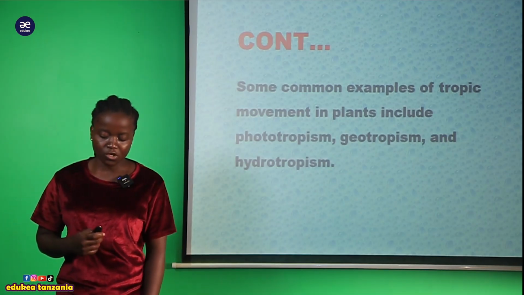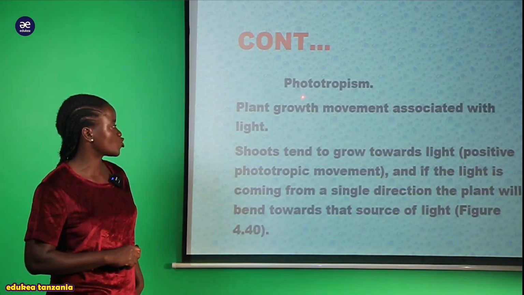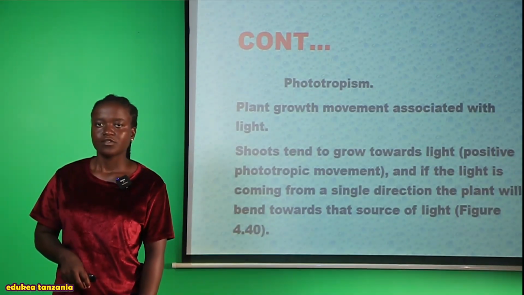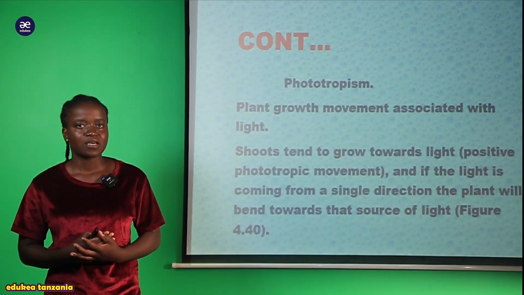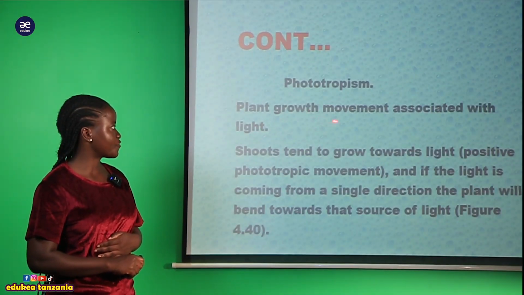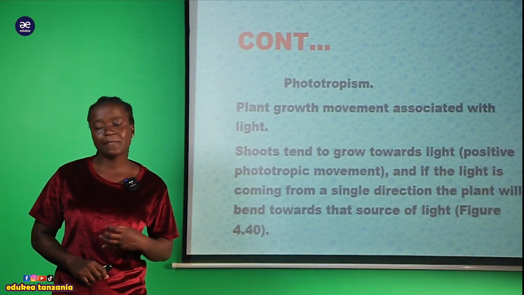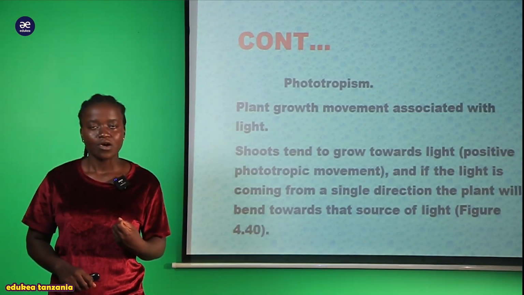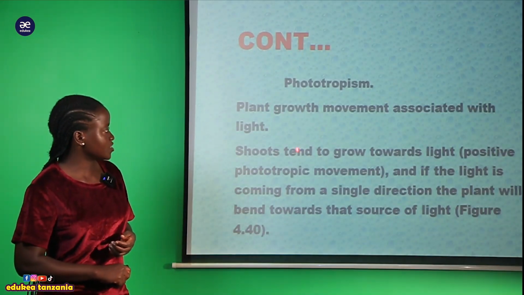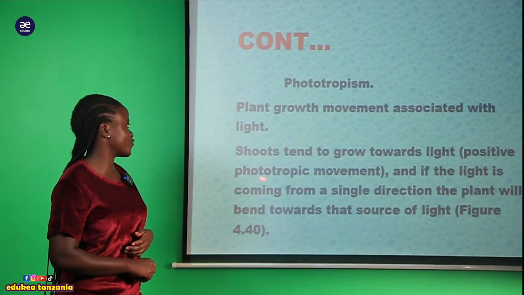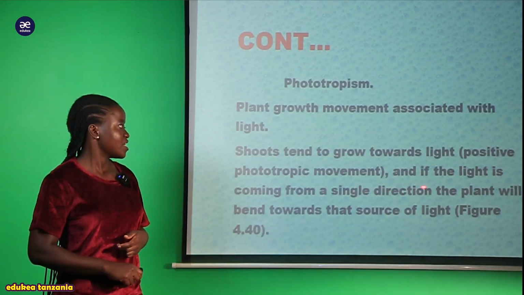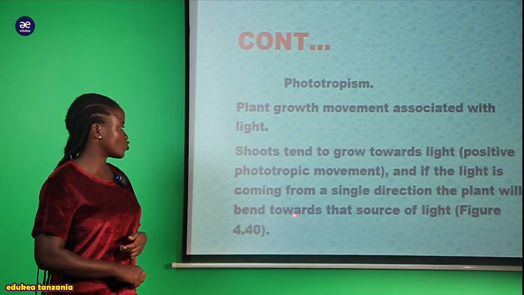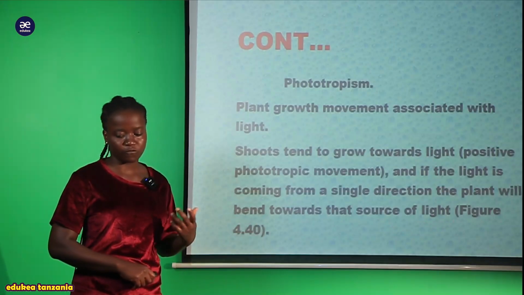So now let's start looking at the first kind of tropism, which is called phototropism. So we have to know what this phototropism is. Phototropisms are plant growth movements associated with light. So the movement of a plant is associated with light. Here we are saying that shoots tend to grow toward the light. That is a positive phototropic movement. And if the light is coming from a single direction, the plant will bend toward that source of light.